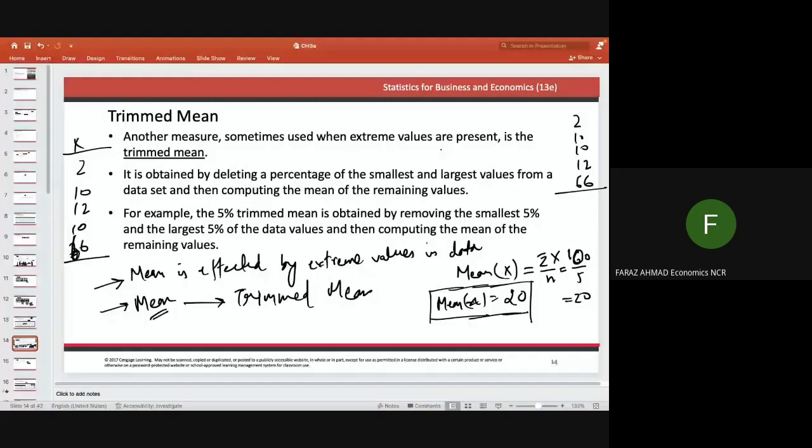Now suppose you know that there are extreme values in my data. If you arrange these values in ascending order, it would be 2, 10, 10, 12, 66, right? And you thought that I have a few extreme values and I don't want them to affect my mean. My mean is coming out to be 20. Maybe it is because of the extreme values. So let's get rid of the extreme values. So suppose I decided that I would calculate a 20% trimmed mean.